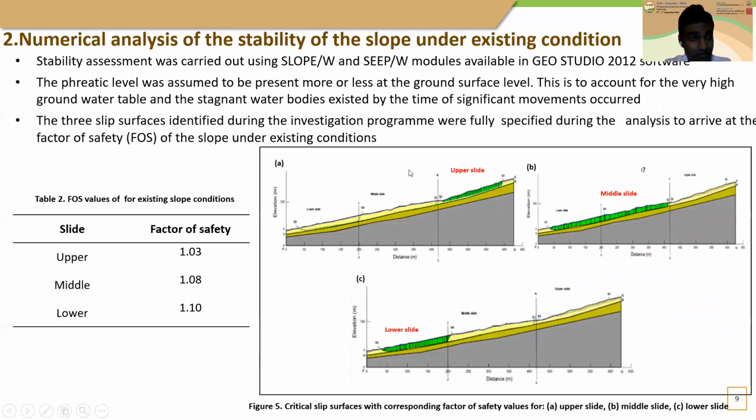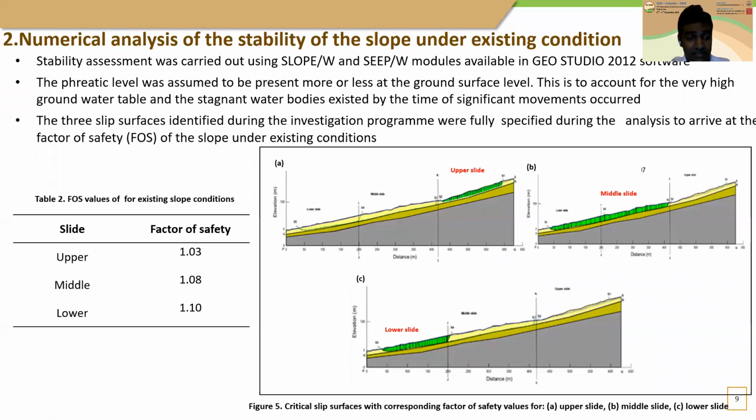And when performing the numerical analysis of the slope, initially the groundwater table profiles were established using the SEEP/W module, and then the stability of the slides was investigated using the SLOPE/W module available in GeoStudio software. So you can see the factor of safety values obtained for all three slides are close to 1, which indicates they have marginal safety.